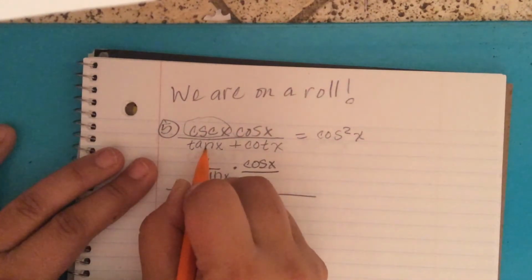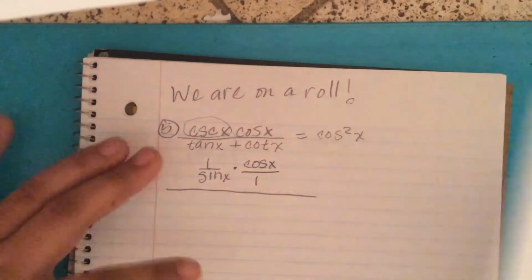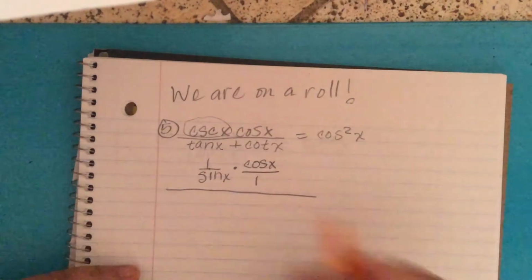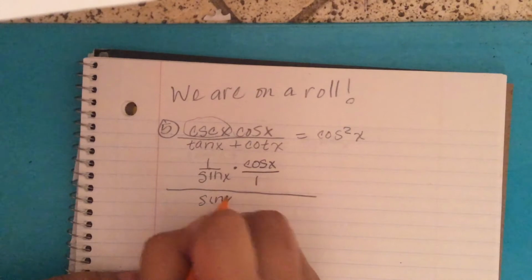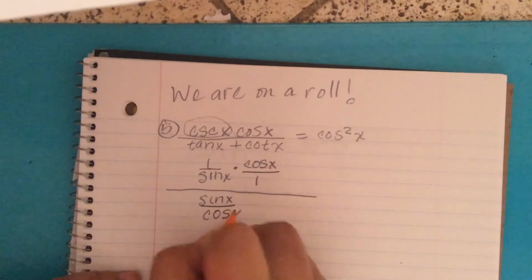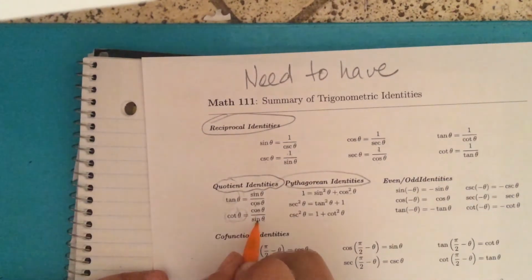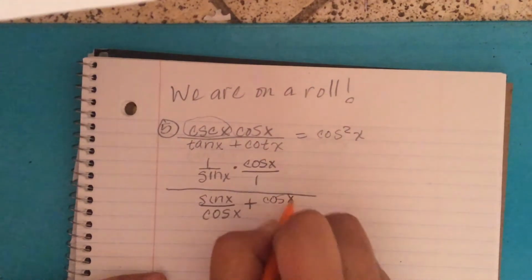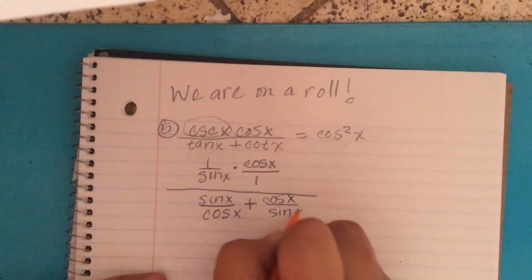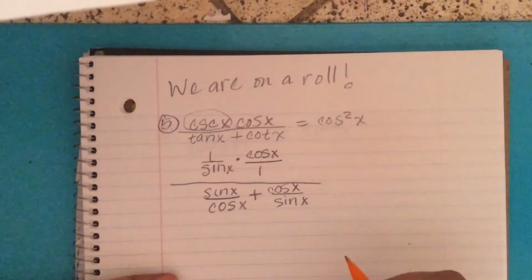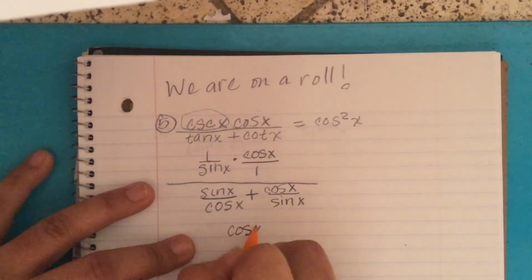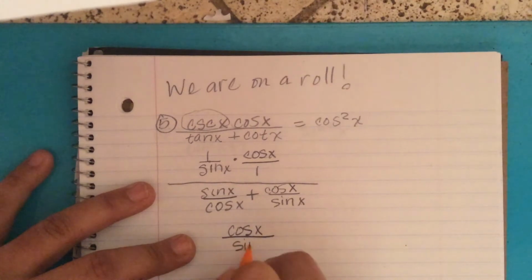And then the tangent of x is going to be, if you go over here, the sine over the cosine. The cotangent, you go over here, is the cosine over the sine. So I'm going to replace the cotangent with the cosine over the sine. Do not be sloppy. Don't forget the variable in there. Okay? So then the top is the cosine of x over the sine of x.